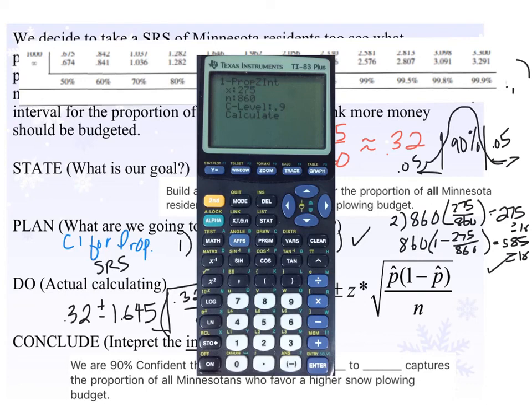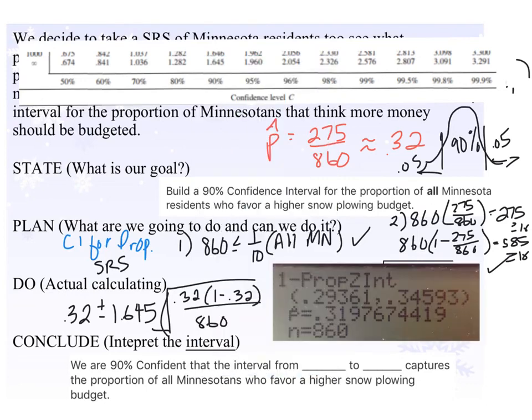So when you calculate, here's what you get. Here are the values of the lower and upper bound. So I can now fill in at this end that it's 0.294, I'll just go out to 3 decimals, 0.346. That from 29.4% to 34.6% would capture this percentage or proportion of all Minnesotans who favor a higher snow plowing budget.